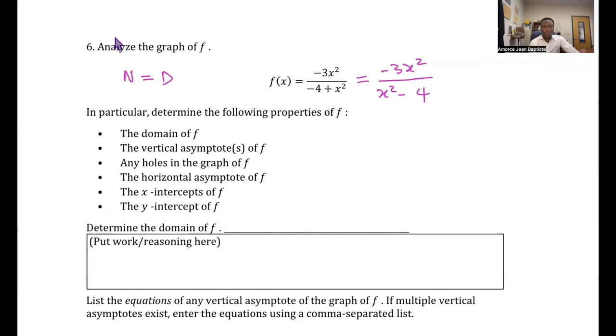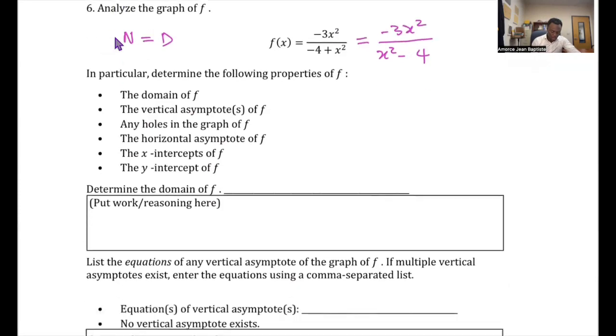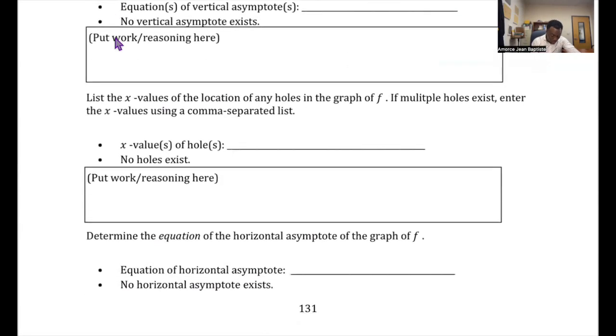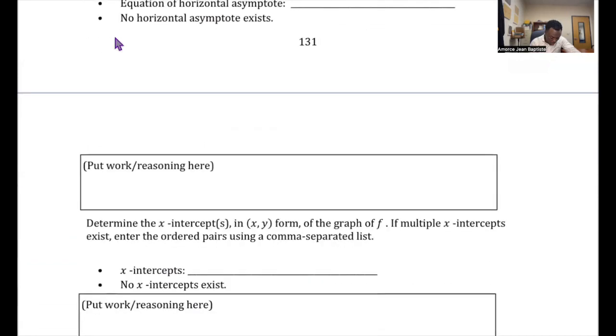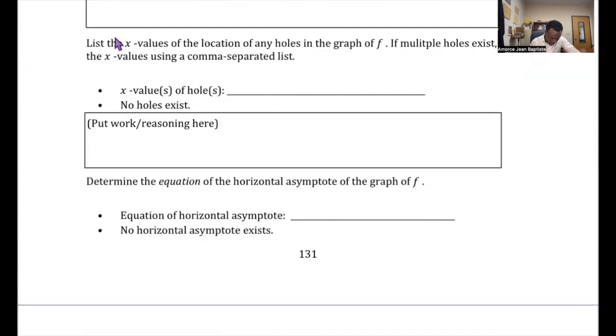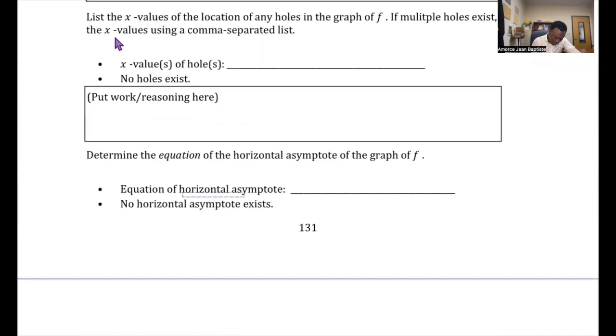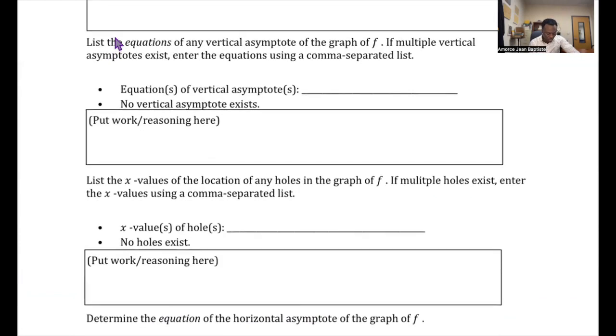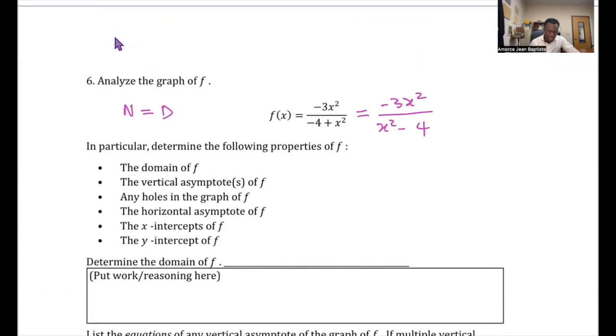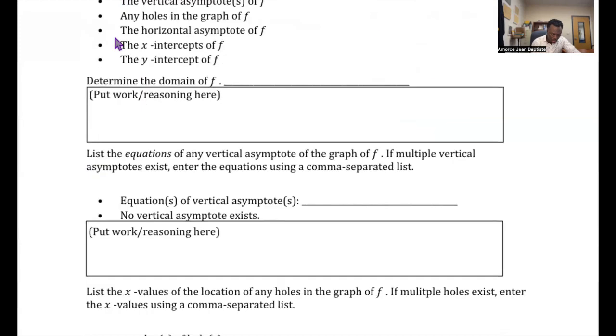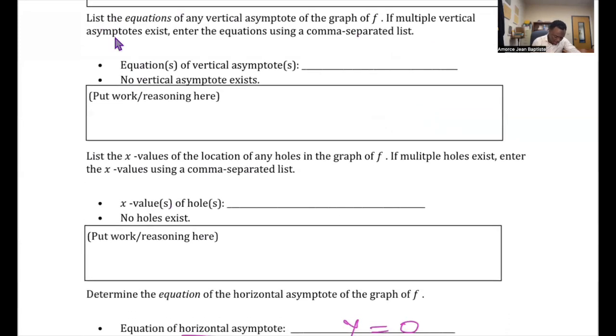So that means the horizontal asymptote will be 0. So let me go ahead and answer that question quickly. The equation of the horizontal asymptote will be y equals 0. Also, the other thing that I can see, there's no way that I can cancel a factor here. So I also see that there will be no holes here.